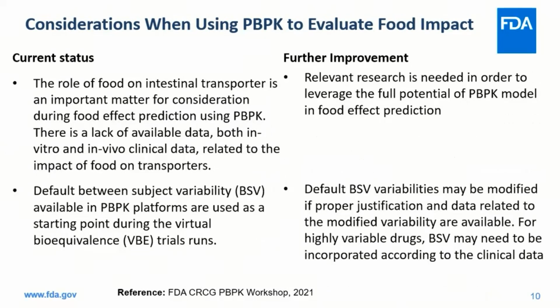In addition, research related to the impact of food on transporters is needed in order to leverage the full potential of PBPK models in food effect prediction. Default between-subject variabilities, BSV, may be modified if proper justification and data related to the modified variability are available. For highly variable drugs, BSV may need to be incorporated according to the clinical data.